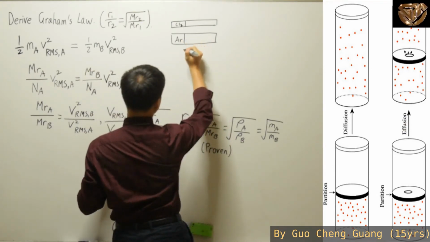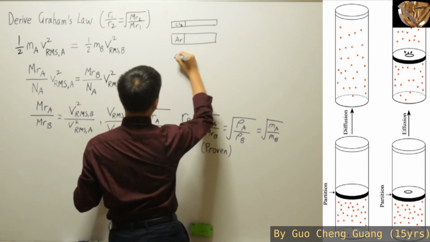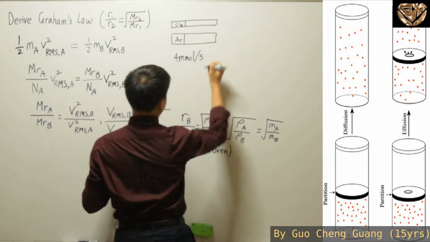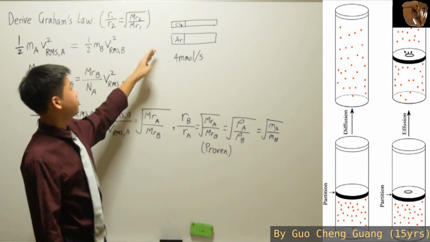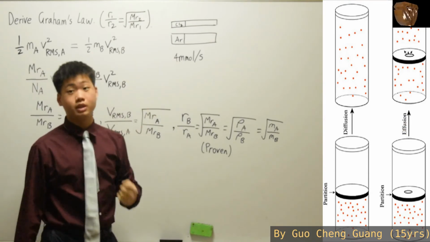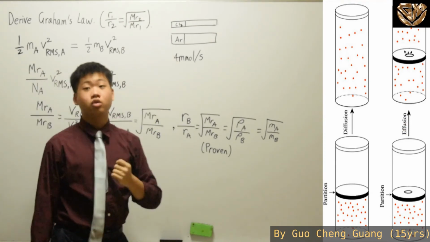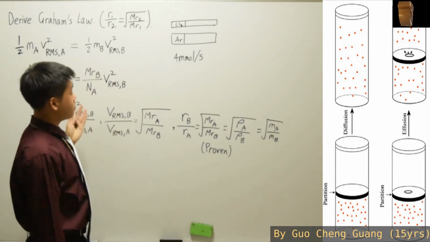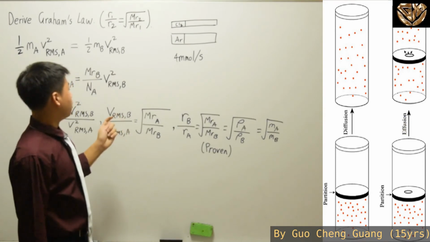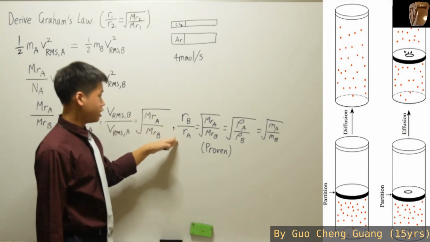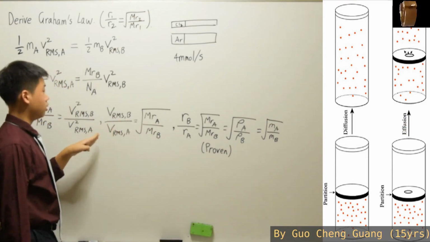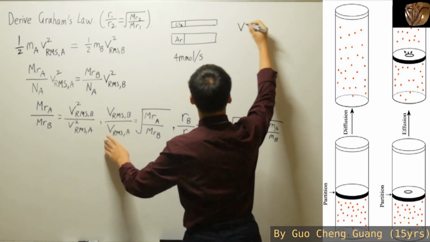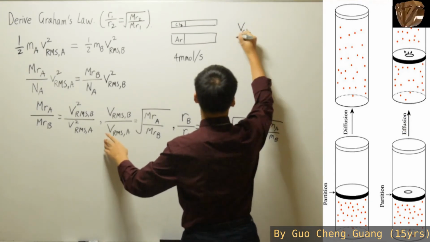It goes through at, let's say, 4 millimoles per second. Alright, so if you're given that the argon gas can go through at 4 millimoles per second, what will be the speed of your chlorine gas? Alright, so the main thing here would be using your Graham's law. Now Graham's law is not necessarily about distance, as it could also use your speed. Okay, so you're trying to find the speed of chlorine gas.